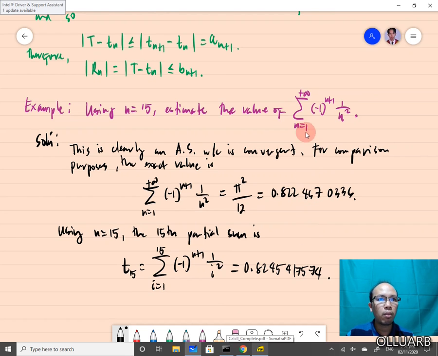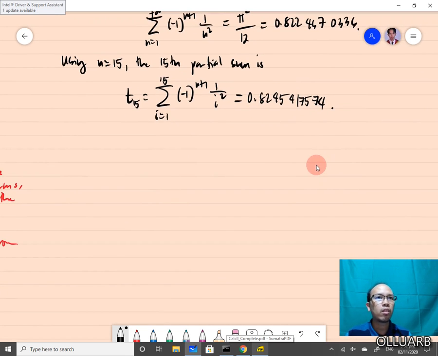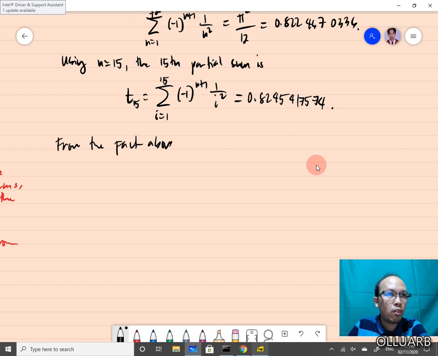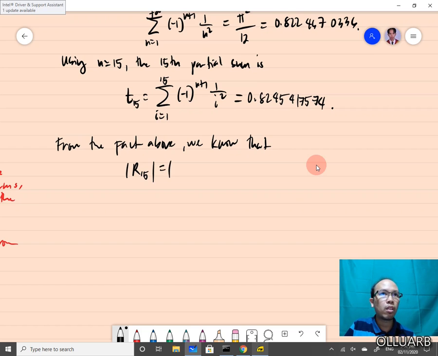Let's move this one upward. From the facts above, we know that r sub 15 is equal to our s, this one, 0.